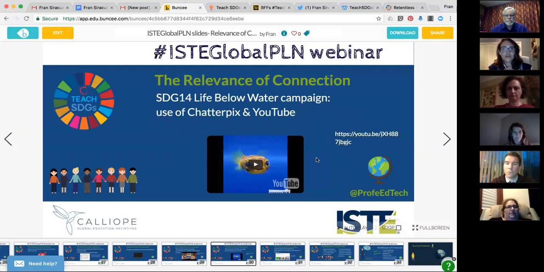The Life Below Water campaign used Chatterpix, and there's a couple others, like I think it's called Yak It. There are different little pieces where you take a picture. The students took this picture from a place where you could get a free image, and their topic was life below water. So they took the fish and put a mouth on it, and they gave it a voice talking about what's going on that you could help with.